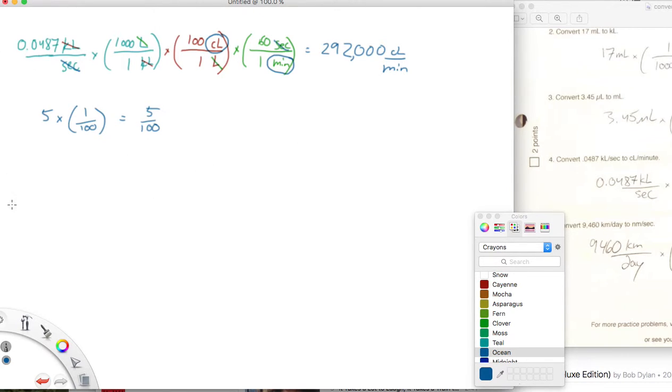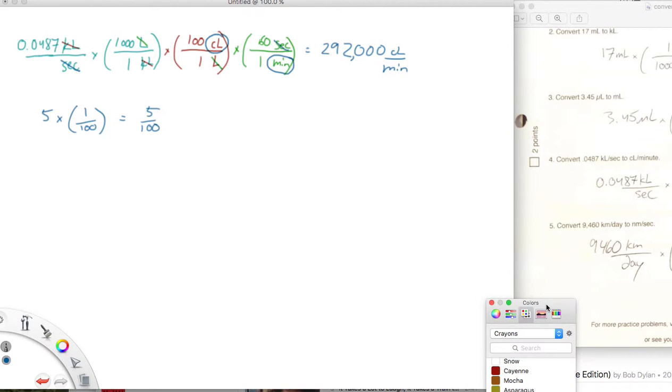That's number 4. Let's go through number 5. It says convert. I think you can do 5 now pretty well. It's the same kind of process here. Ignore one of the units that you're converting here and just convert 1 at a time. So let's do it very quickly here. It says convert 9,460 kilometers per day. So that's a speed here.